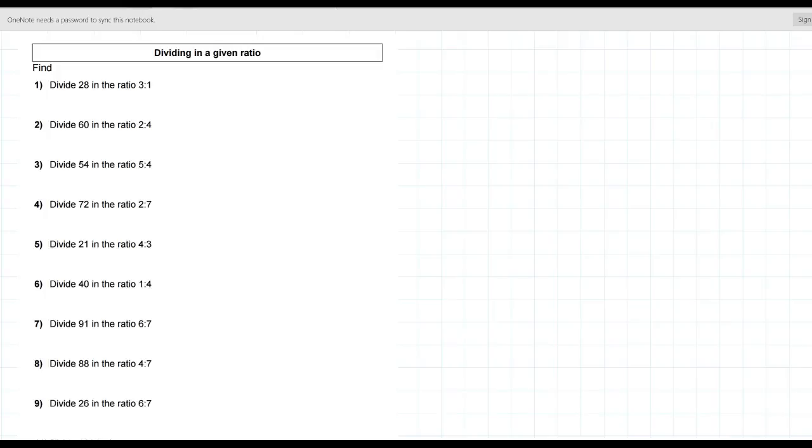So let's get started. Okay, having a look at question 2, you're dividing 60 into the ratio of 2 to 4. Okay, now I just want to show you a little bit about what that means.